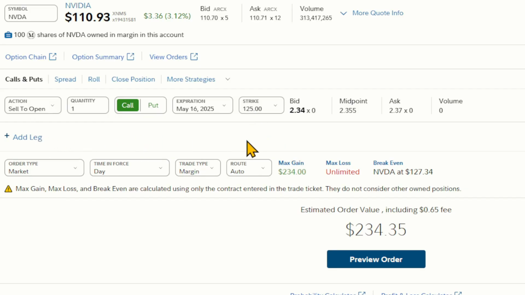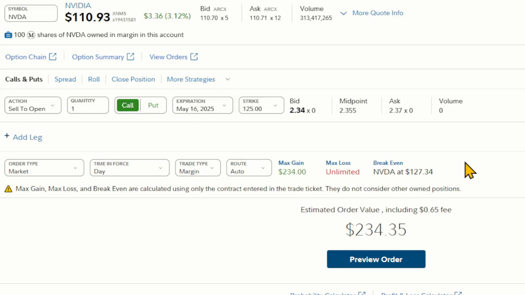So we sell to open, we collect $234. Right at expiration, if it was at 127.34 and we wanted to buy to close that position, it would cost us about $234, and we would have no gain, we would have no loss on the option itself. But we do have 100 shares in this case, so we would have the gain all the way up to 127.34 from the shares themselves. So that's that break even number here.